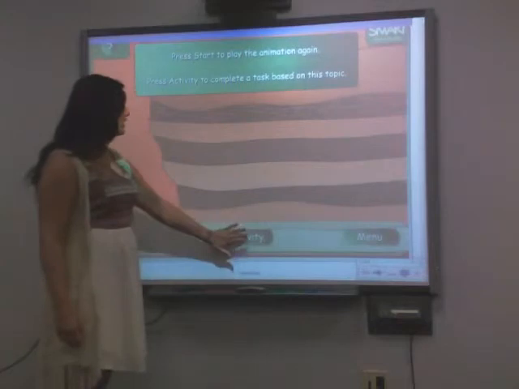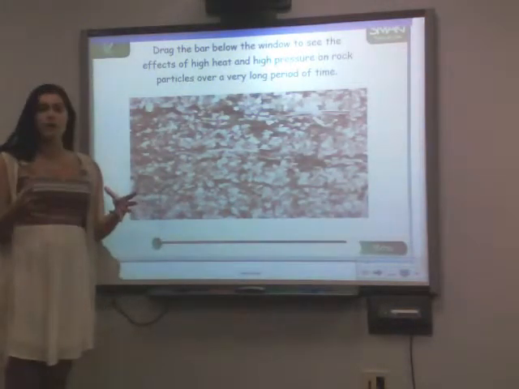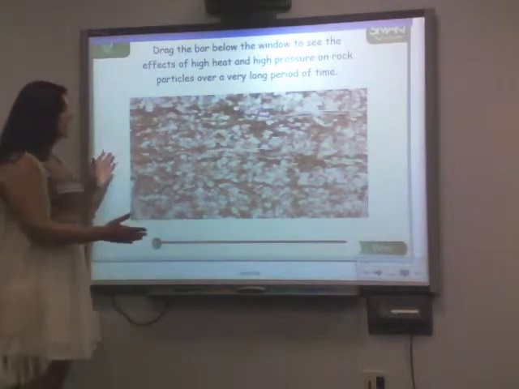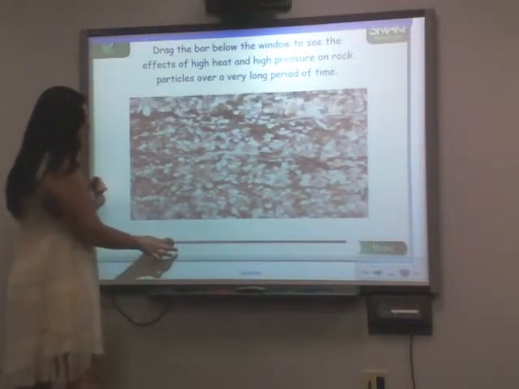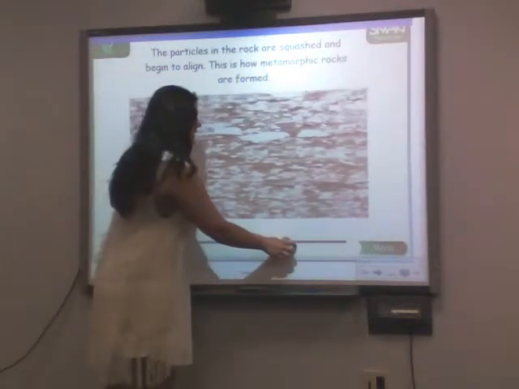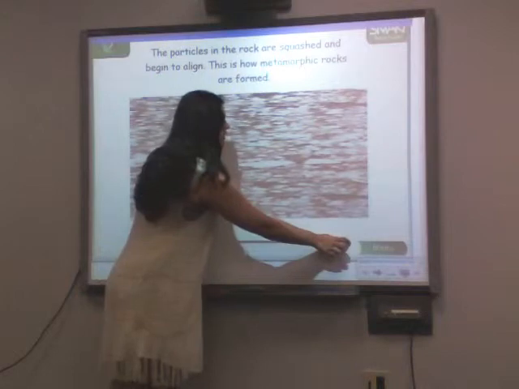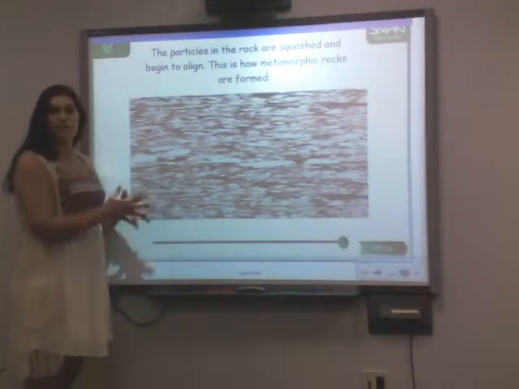The activity we're going to do is we're going to see how heat and pressure affect the rock particles over a long time. On this diagram, we can see that as heat and pressure increase, the particles within the rock align. And once maximum heat is met, this is what your rock will look like, and this is the definition of a metamorphic rock.